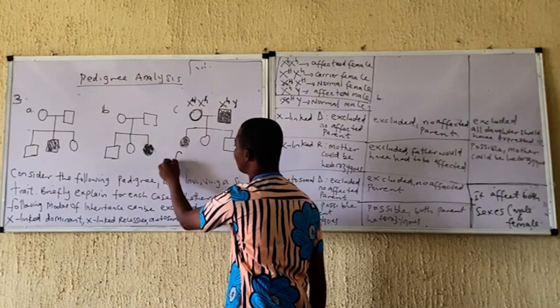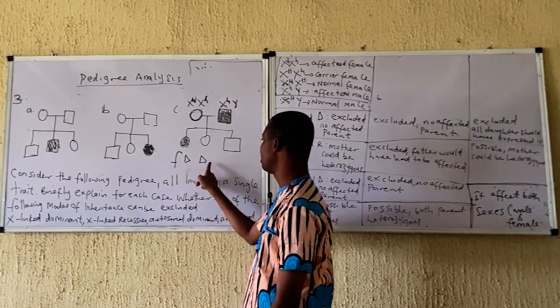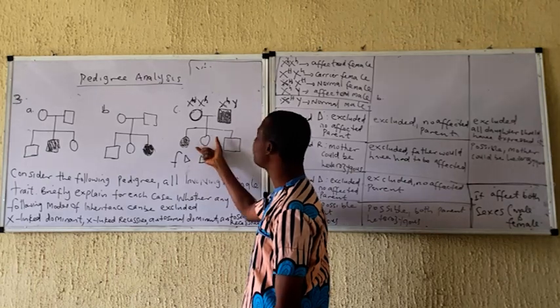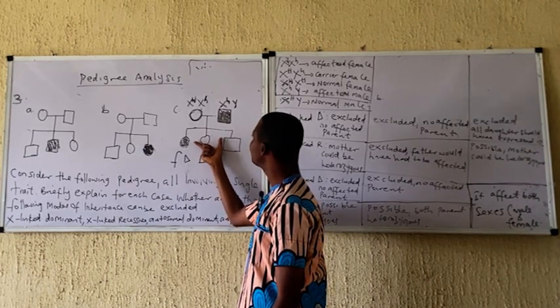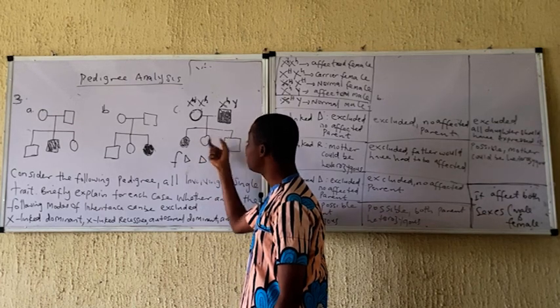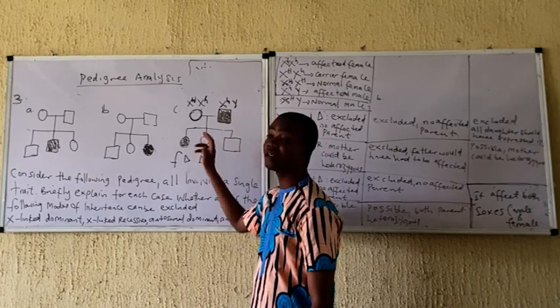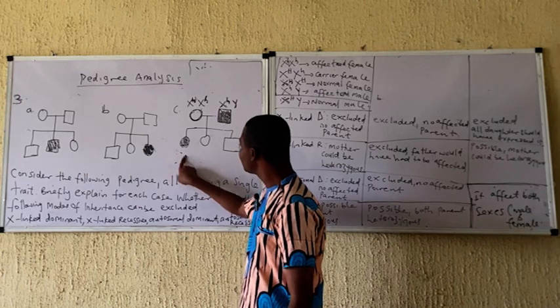Don't forget our formula, which is FDD: father to daughter, dominant. Because if you look at it, one of the daughters is not having the trait. Because one of the daughters is not having the trait, this cannot be X-linked dominance.